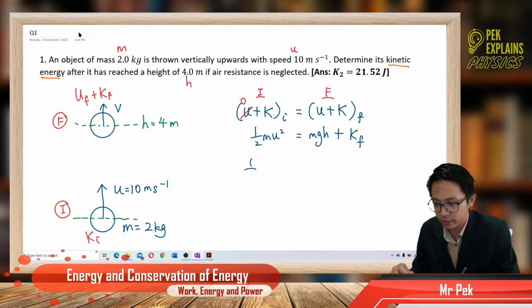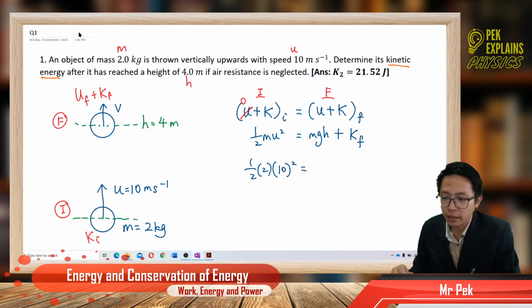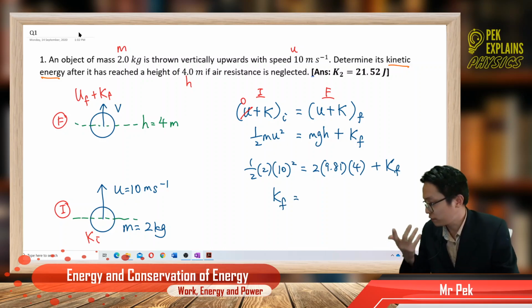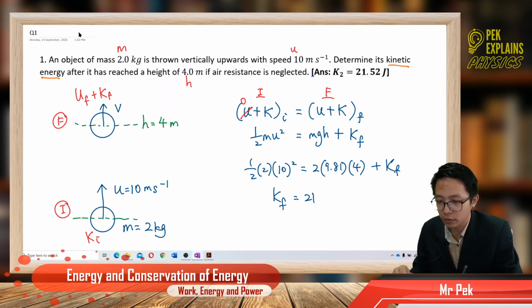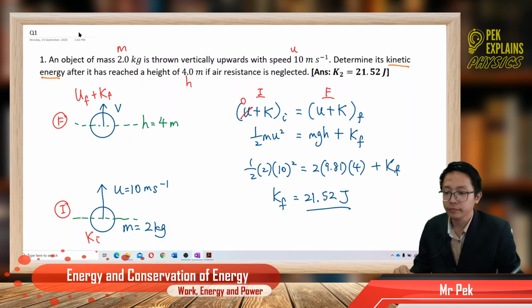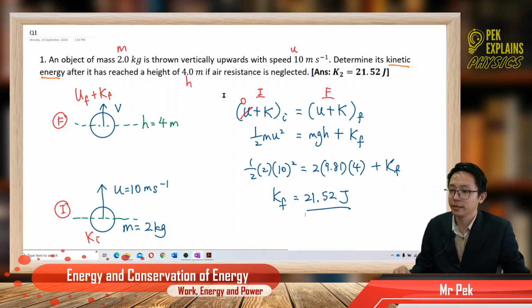We have all the values already. The mass is 2 kilograms. The initial velocity is 10. And again, mgh: mass 2, g is 9.81, the height is 4 meters. So now find the final kinetic energy. Our final kinetic energy we get is 21.52 joules. That's our final kinetic energy.